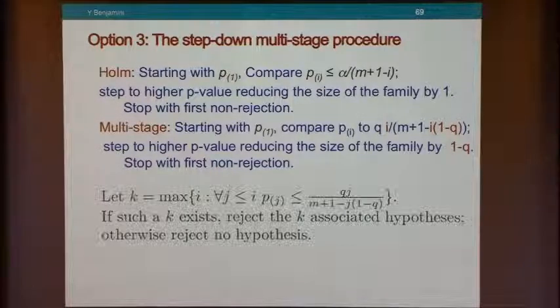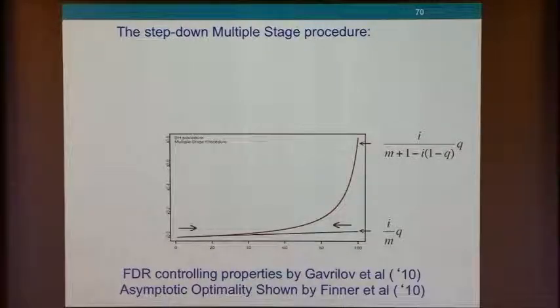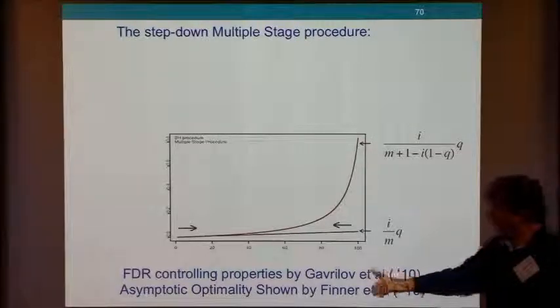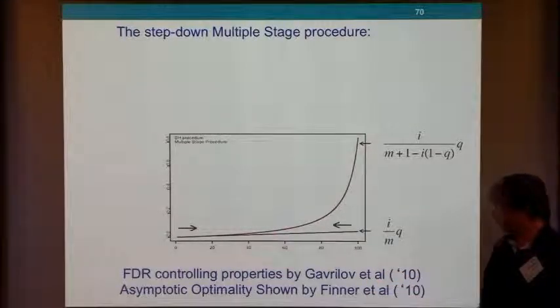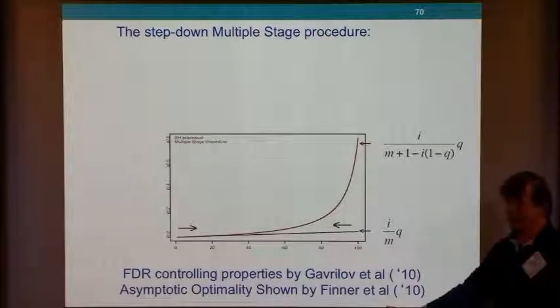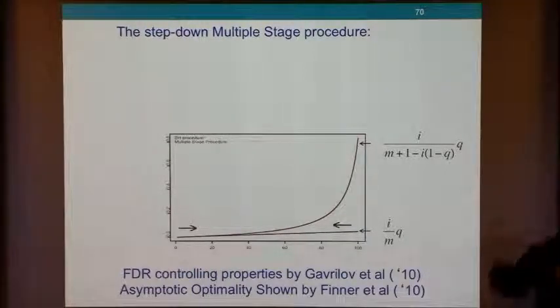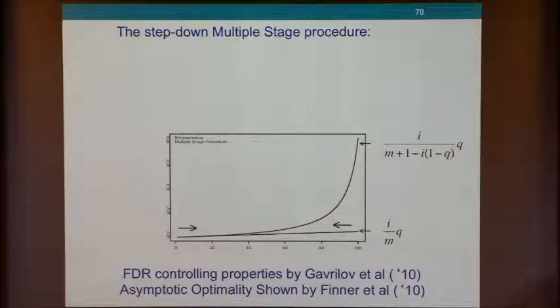And what you get really, forget the formula, is that you have both FDR controlling properties of this procedure and asymptotic optimality, asymptotic optimality in the size of the problem under independence. As the size of the problem increases, what you get is this kind of procedure.